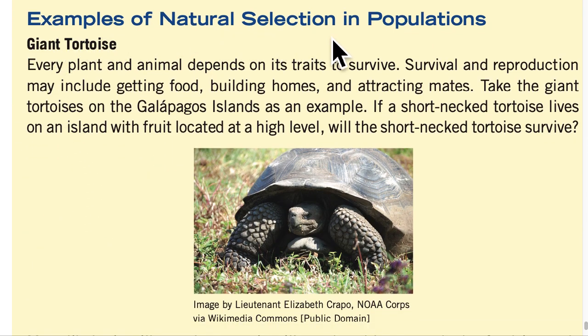Examples of natural selection in populations. Giant tortoise. Every plant and animal depends on its traits to survive. Survival and reproduction may include getting food, building homes, and attracting mates. Take the giant tortoises on the Galapagos Islands as an example. If a short-necked tortoise lives on an island with fruit located at a high level, will the short-necked tortoise survive?